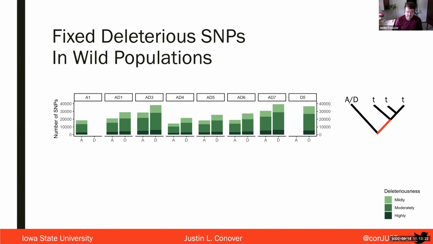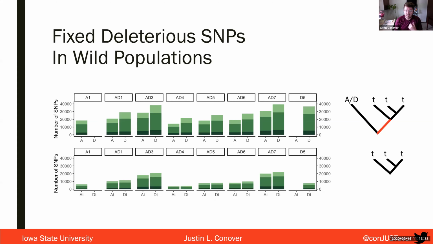So I actually subsetted the data again and took out any deleterious mutations that were fixed only in the polyploids and any mutation that was fixed only in the diploids. And the pattern still arises here, where generally there's more mutations that are fixed in the D subgenome than in the A subgenome, and there's still variable numbers when you compare the polyploids to the diploid.